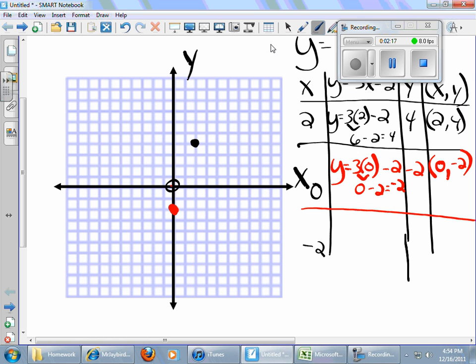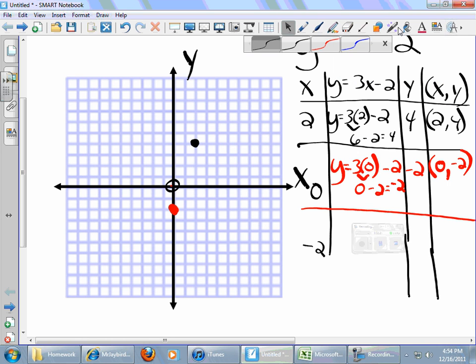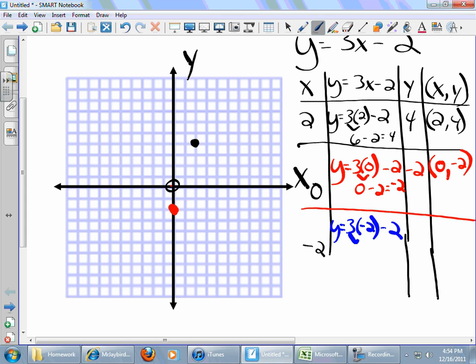All right. Now, I am going to extend my table just a little bit. Now I'm going to plug in -2 for x. So y is going to equal 3 times -2 minus 2. This will be -6 minus 2, and that'll become -8. So y will be -8. The point will be (-2, -8). This should all be a review from your homework, what we did in class on Friday.